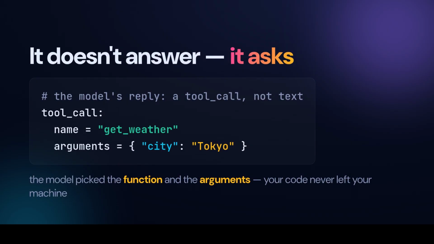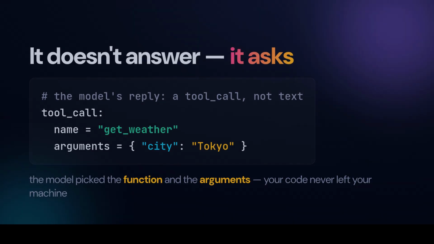Here's the key idea. When a question needs a tool, the model doesn't answer. It asks. It replies with a tool call, the name of the function, plus the arguments it chose. For example, calling getWeather with the city set to Tokyo. It picked the right function and filled in the arguments entirely on its own. And notice, your code never left your machine.